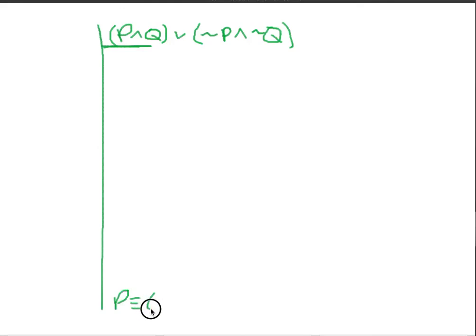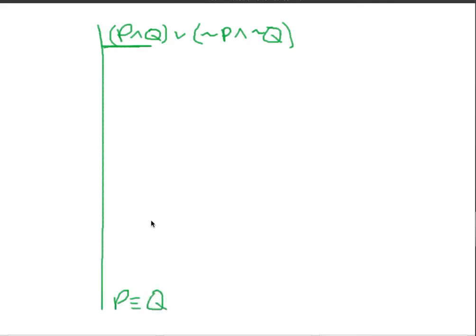So in this case, we're going to assume P and Q, or not P and not Q. And our goal is going to be the biconditional, P if and only if Q.